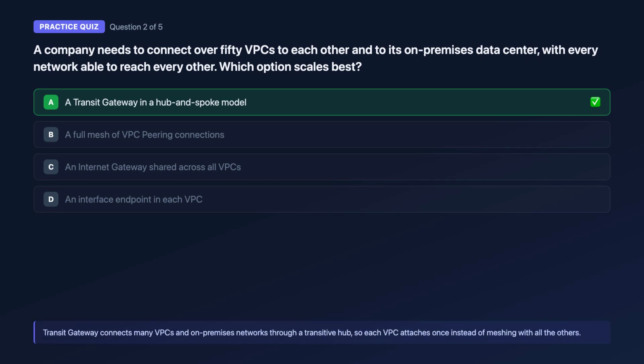The right call here is A. Transit gateway is a transitive hub-and-spoke router where each VPC attaches just once, so it scales cleanly to dozens of VPCs plus on-premises. A full mesh of peering would need over 1,000 connections, and peering is non-transitive anyway, so it can't provide that any-to-any reachability.